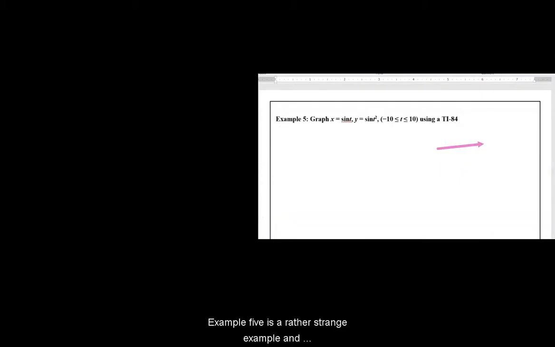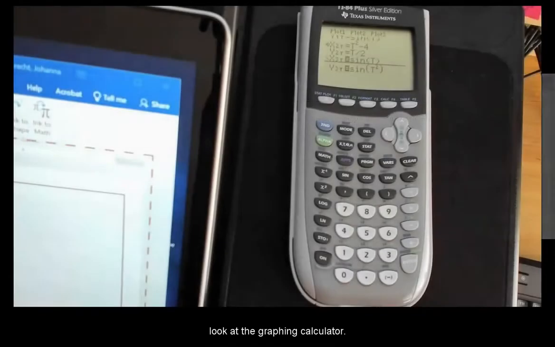Example 5 is a rather strange example and something I alluded to earlier in this video. Take a moment to pause the video and enter the graph of x equals sine t, y equals sine of t squared into the graphing calculator with the value for t between -10 and 10. Then restart the video. Once you have it done, then go ahead and let's take a look at the graphing calculator.